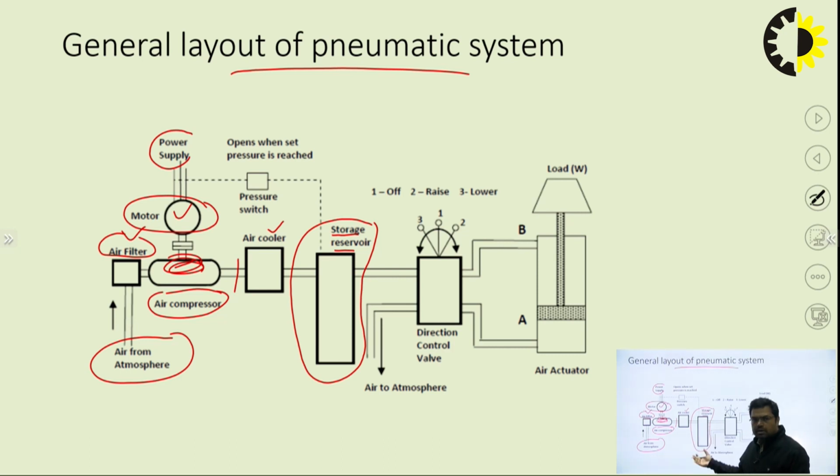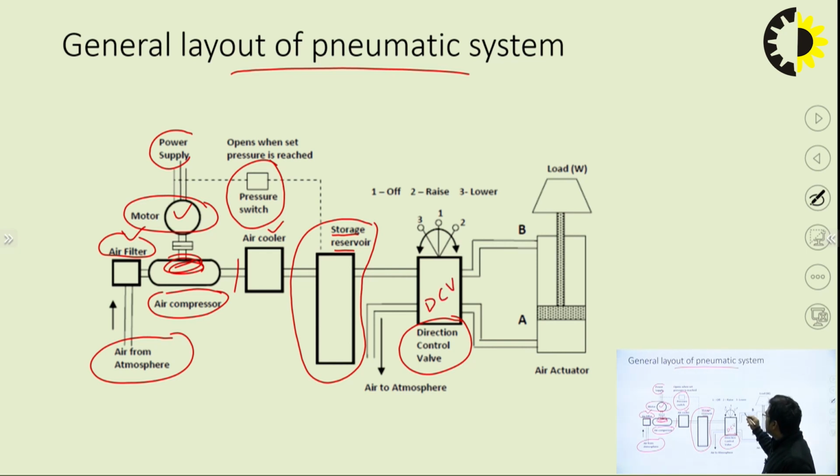Then there is continuous monitoring of the air storage requirement, which can be operated with the help of a pressure switch. So now after the air reservoir, it comes to the directional control valve, that is known as the DCV block.